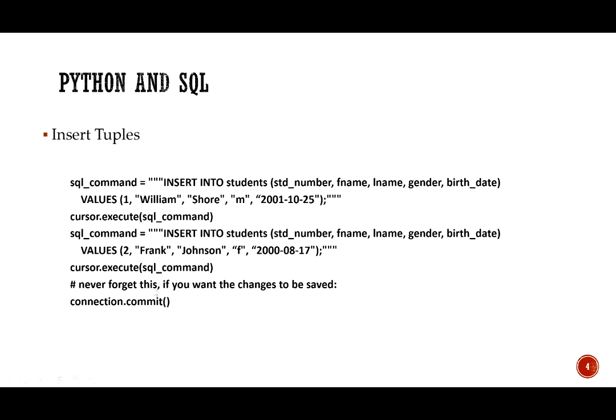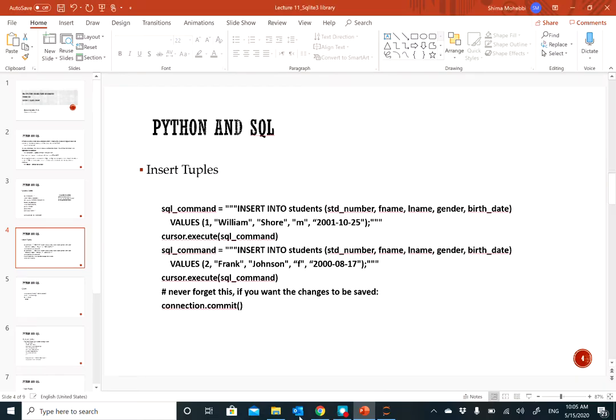After you are done with inserting tuples, never forget this part. If you want the changes to be saved, always call connection.commit. Then these two records are added to the table. Now let's try to implement this.